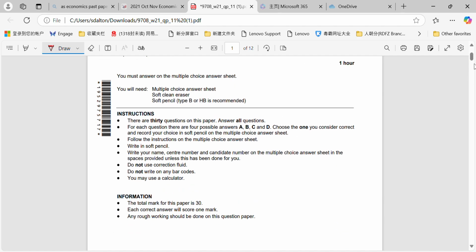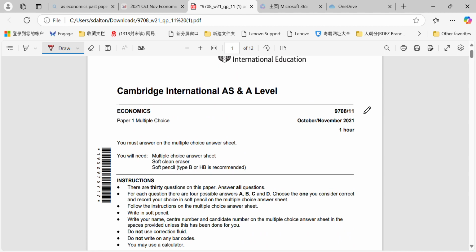Okay, and that's October-November 2021 question paper 11 solved.